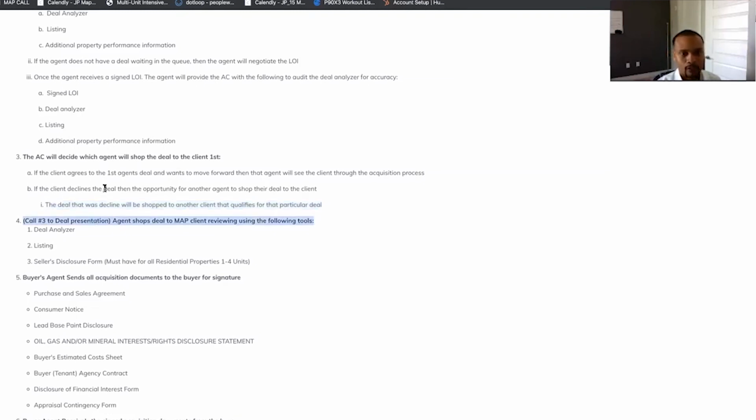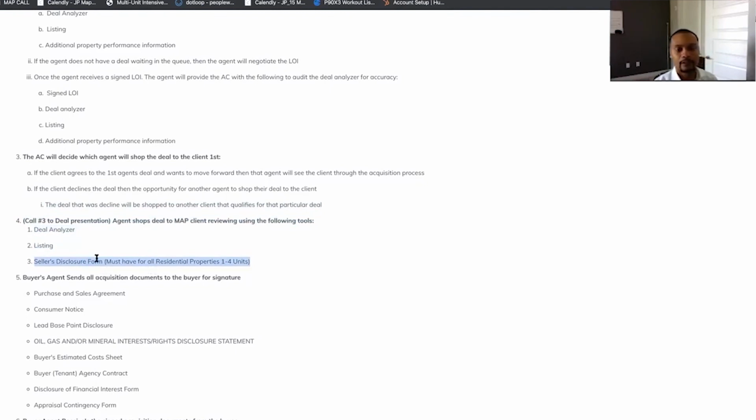All right, next thing. So the AC does the third call to perform the deal presentation. So the agent shops the deal to the MAP client, reviewing using the following tools. So the deal analyzer. This is when you'll receive information about the deal analyzer, listing, and the seller's disclosure form. Must have for all residential property.